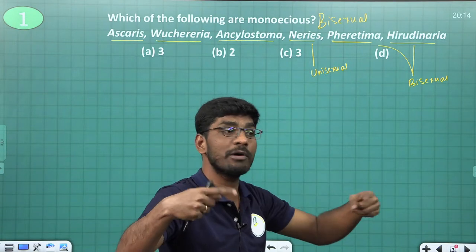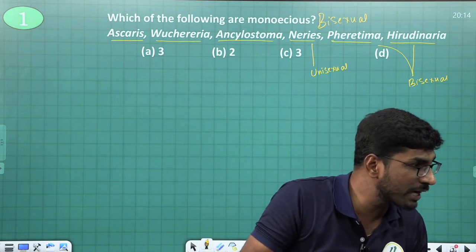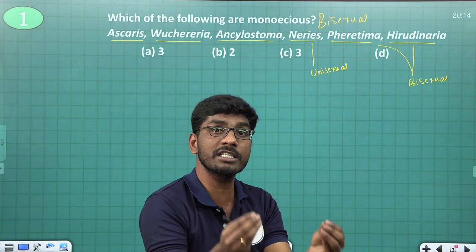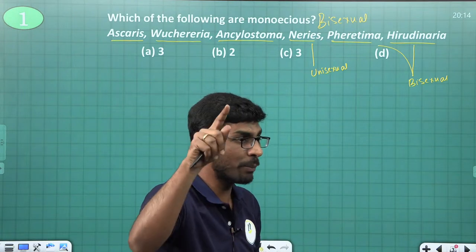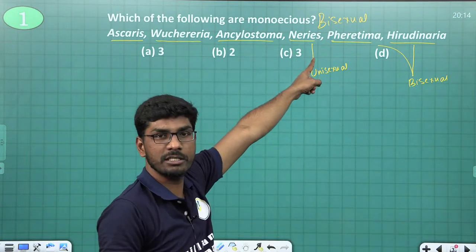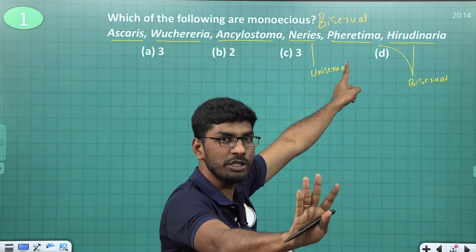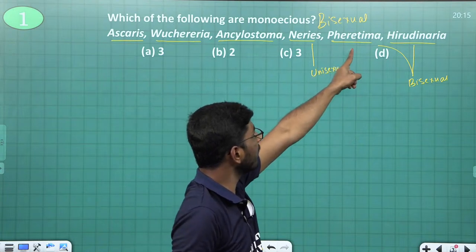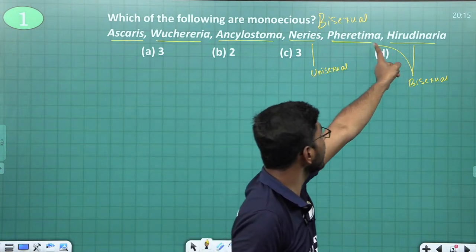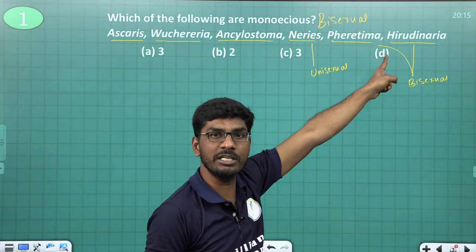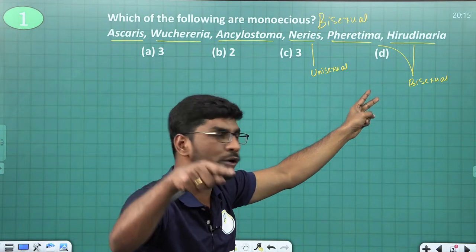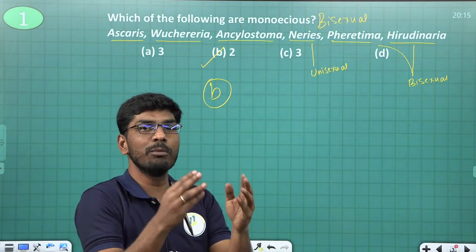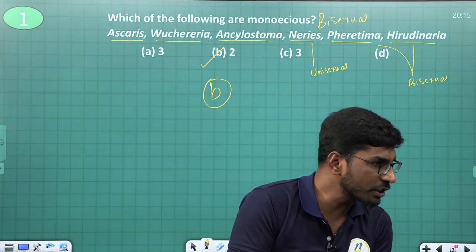And one more important characteristic feature of Nereis: I told you in Nereis, parapodia are present. For what purpose, I said? What is the use of parapodia? Parapodia are the small lateral appendages just for swimming, locomotion purpose. So parapodia are exclusively seen in where? Nereis. So answer me, Nereis is unisexual. Male Nereis, female Nereis are there, separate. Now here, Pheretima, that means our earthworm, Pheretima posthuma, and Hirudinaria granulosa, that means leech. These two are bisexual, that means monoecious. So answer is option 2. That means two are the monoecious ones.